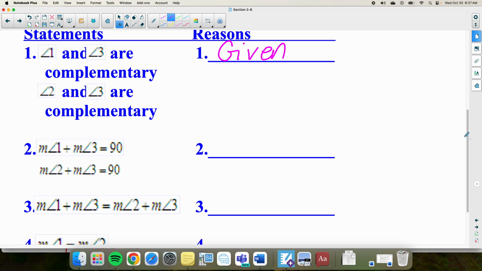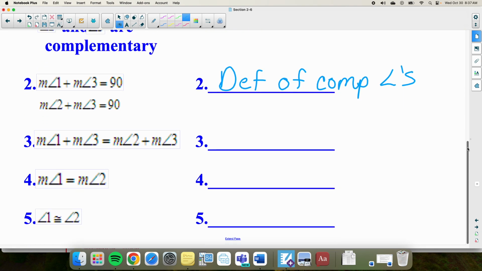But if they tell you two angles are complementary in a proof, you can say their measures add up to 90 by the definition of complementary angles. Okay? I think I was saying supplementary, but this is the complementary one. So, like I said, anytime they tell you two things are complementary, you can say they add up to 90 by definition of complementary angles, but that isn't a step we do after this proof at all.